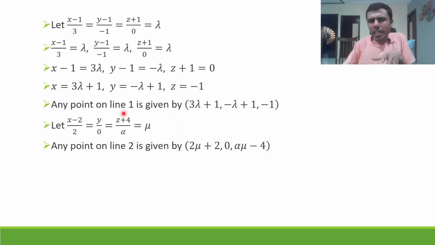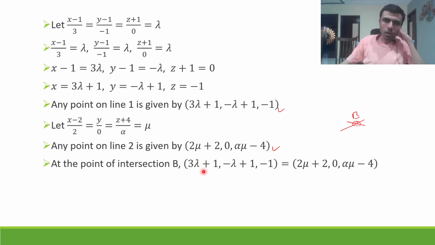Now I got any random point on line 1. Next I got any random point on line 2. At the point of intersection, any point on line 1 and any point on line 2 match at this point of intersection. That means what? At the point of intersection B, these two are equal.